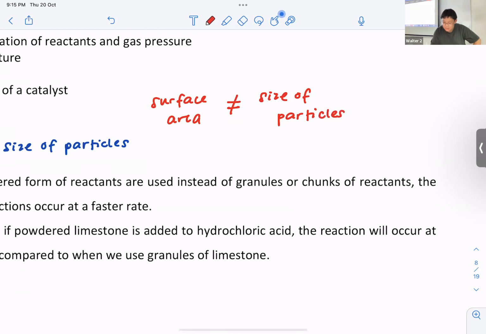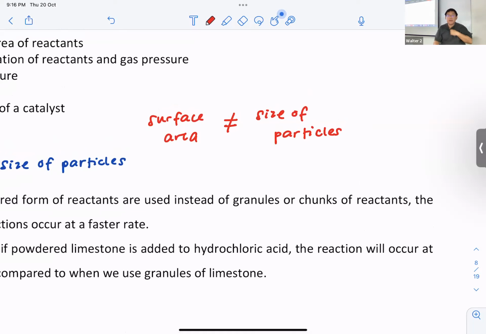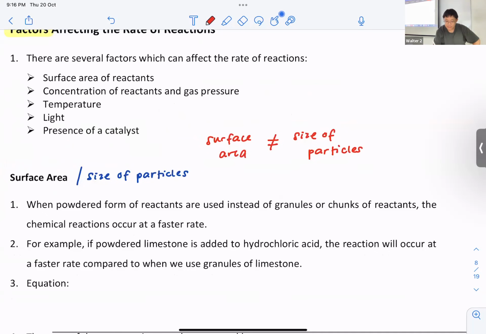They think it is the same thing. Okay, surface area is inversely proportional to size, which means when surface area increases, the size of particles should drop. The size of particles increases, the surface area will drop. Okay, so please remember this key term. Don't forget until the end.